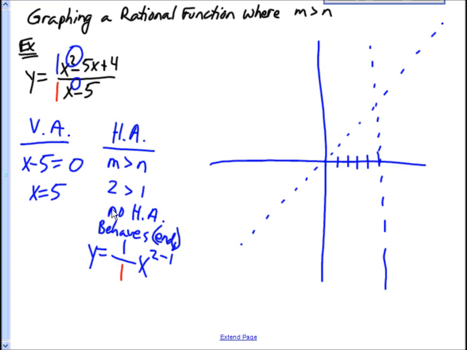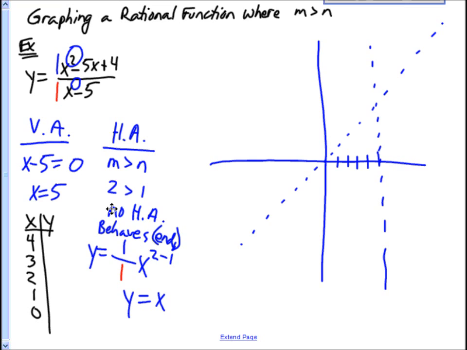That's kind of bugging me here. I don't have any room. Okay, so let's graph some points now. Let's go to the left of 5. So how about 4, 3, 2, 1, 0, and so on. And we're just going to plug those in one by one.